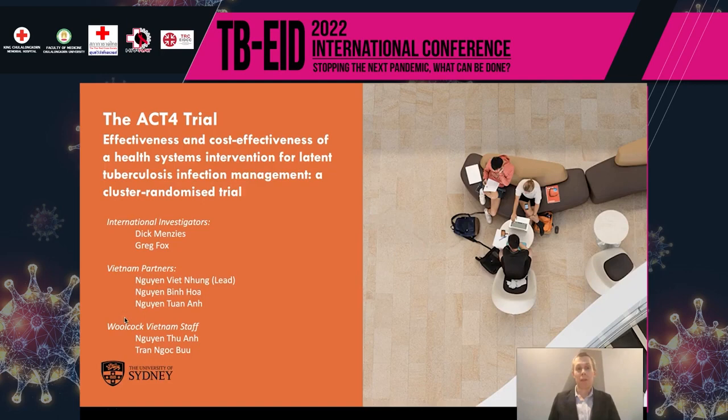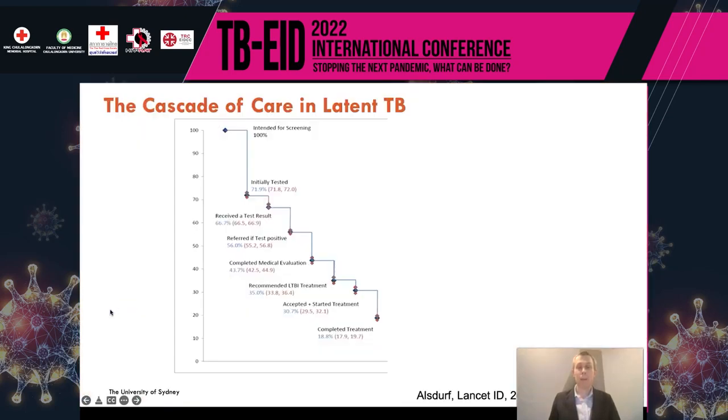So I'll begin with the ACT4 trial, which was a cluster randomized control trial that aimed to evaluate the effectiveness and the cost effectiveness of a health systems intervention for treating latent TB infection. And Professor Dick Menzies was the lead international investigator for this study. The premise of this study is the figure shown here, which is from a meta-analysis that indicates that even when programs treat latent TB infection, often only a very small proportion of those treated actually receive therapy.